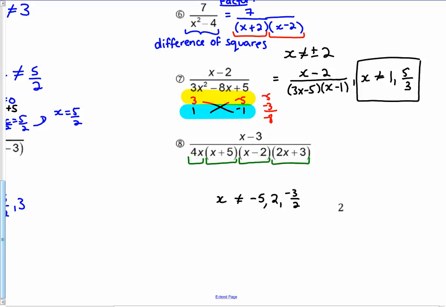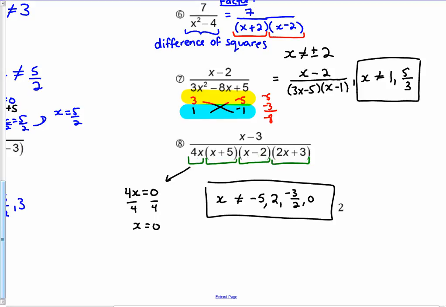Is there any other ones? Careful. 0. Okay, so what would make this 4x equal to 0? 4 times 0. If we divide both sides by 4, we get x is equal to 0. Just like a monomial, a monomial would just be 0, because 0 times anything is 0. So there's 4 NPVs here. There's four factors with x.